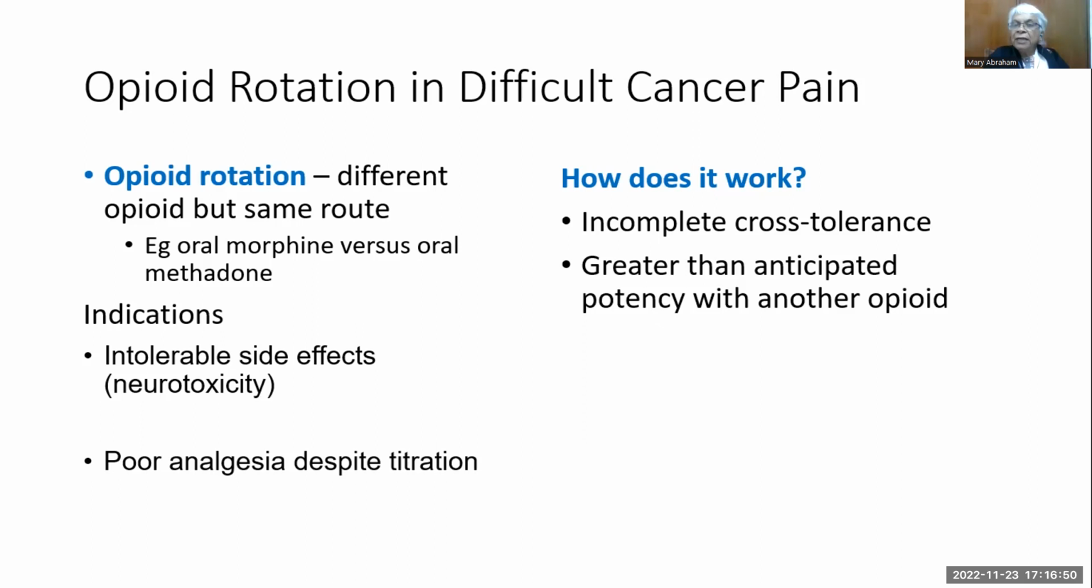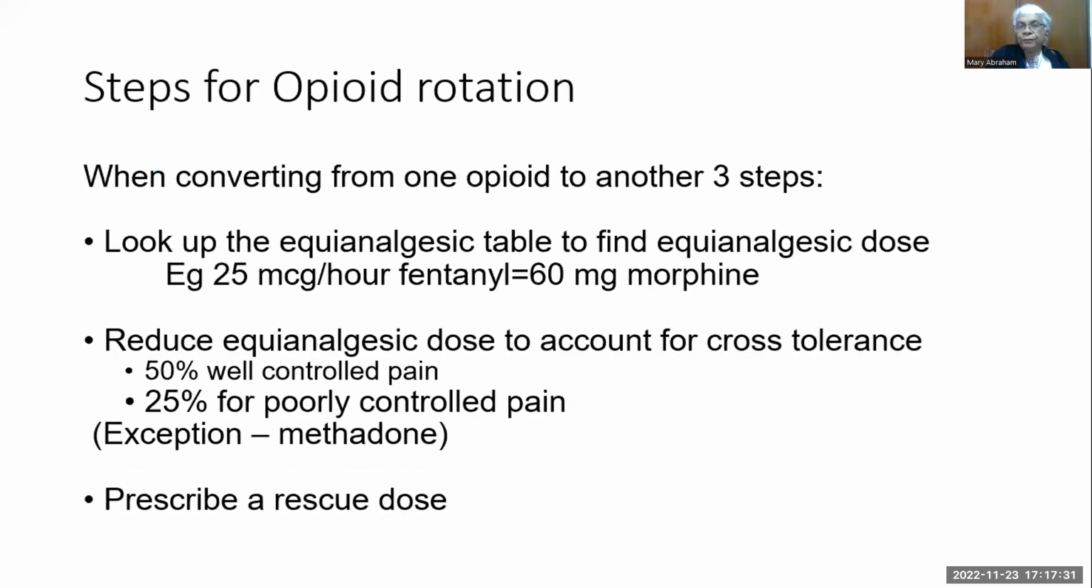How does it work? It works by what is called incomplete cross tolerance. Normally, cross tolerance is when a patient is given a particular drug and the tolerance develops. Because the receptors are the same, there could be possible tolerance with other opioids. But this cross tolerance is incomplete. So there are still some receptors that can attach to the newer opioid that you're giving. And that is how opioid rotation helps in managing pain due to tolerance of a particular drug. So you can even get greater than anticipated potency with another opioid.